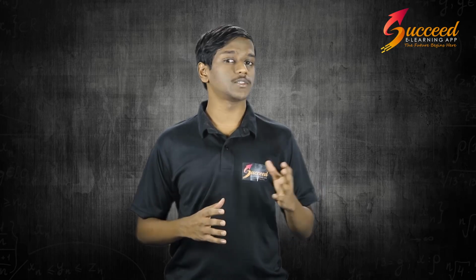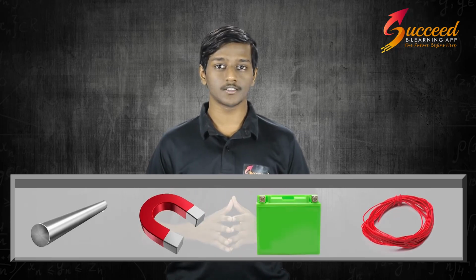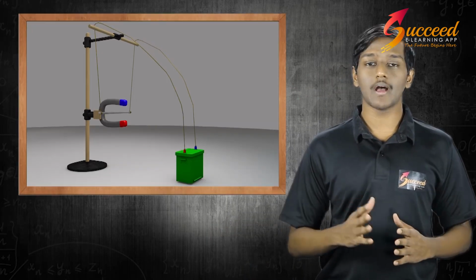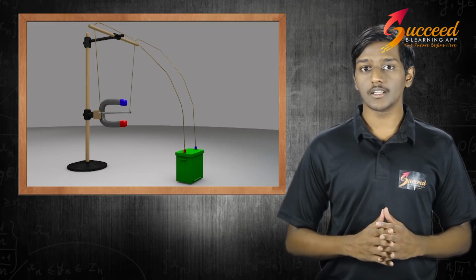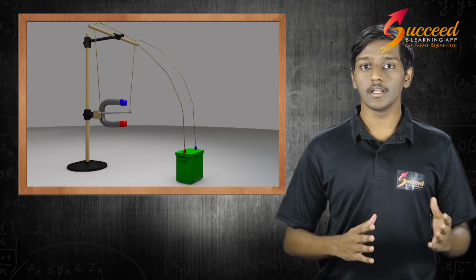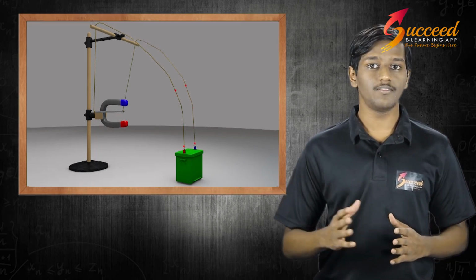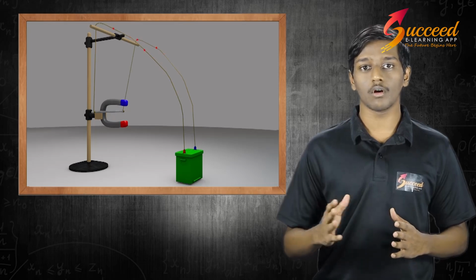Let us perform a small activity. Let us take an aluminium rod, a horseshoe magnet, a battery, and connecting wires, and connect them as shown. Place the horseshoe magnet such that the magnetic field is directed upwards. Now let us pass the current through the rod. The rod deflects to the left. We can see that the rod deflects to the left. This happens due to the force acting on the rod.